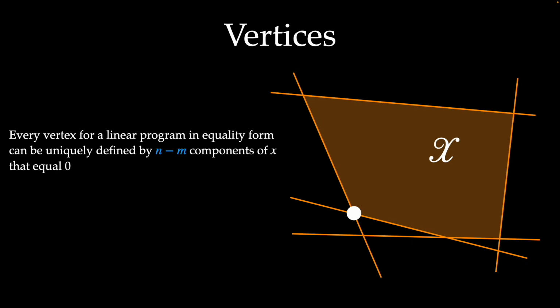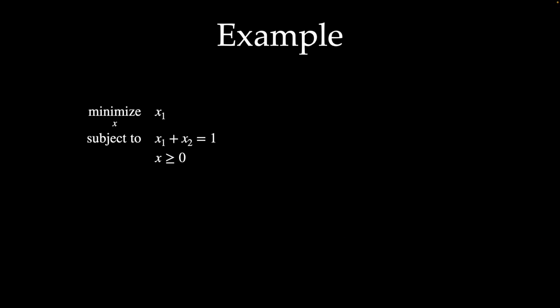For our linear programs, every vertex of a linear program in equality form is going to be uniquely defined by n minus m components of x equal to 0. When you see this just written up here, I think you might be like, okay, I don't really understand why that is. So I think it's best to see this through an example.